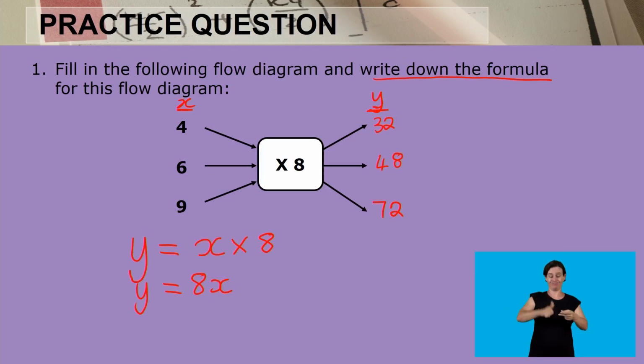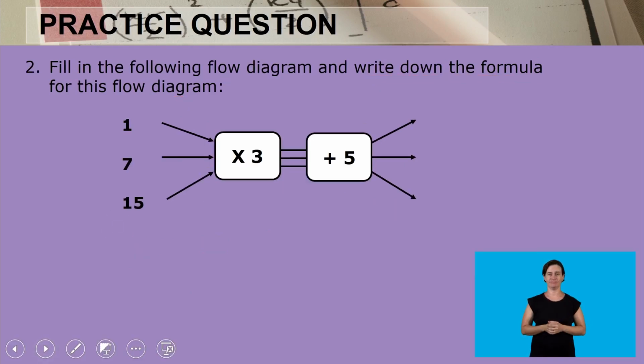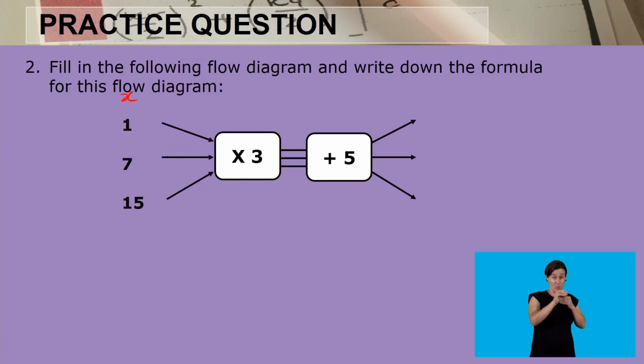Let's move on to the next question. In the next question, we have been given another flow diagram, and we need to firstly fill out that flow diagram, and then write an equation for it. If you notice, our flow diagram has 2 parts to it. That means that our input value is going to go through one part of the rule and then again through a second part of the rule for us to get our output values. We know that those input values are represented by x and those output values are represented by y.